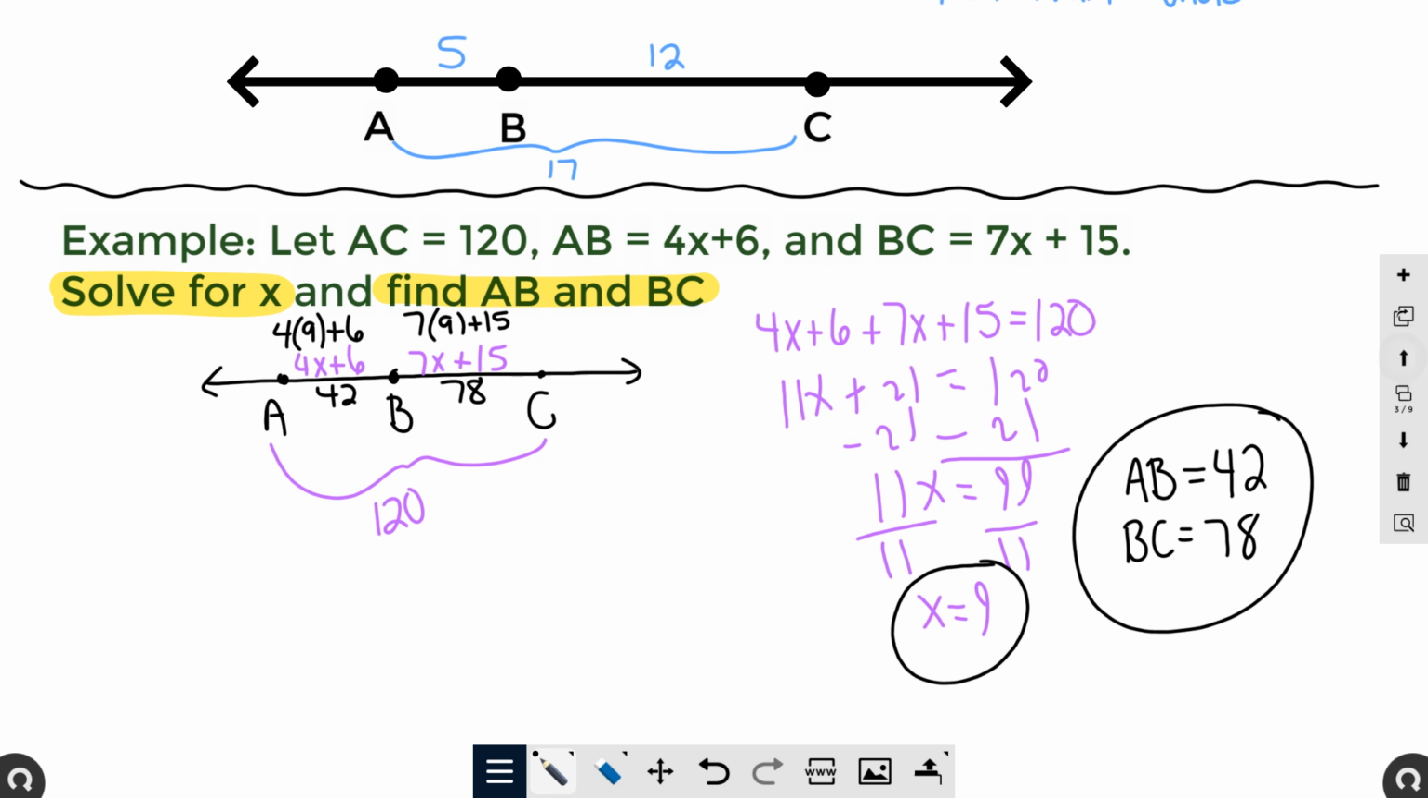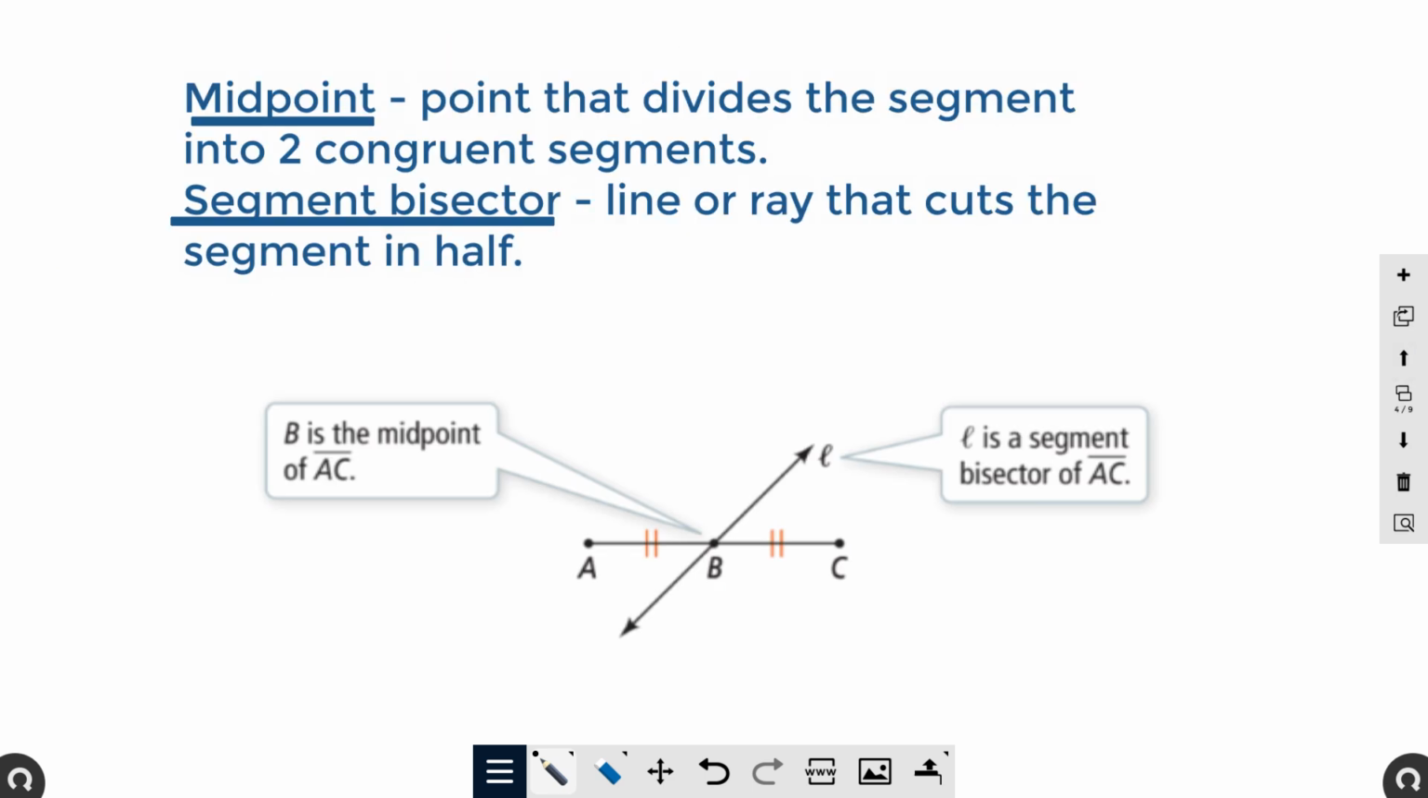Okay, let's talk about one more thing with segments, and then we're going to talk about some angles next. These two things will go on your index card. Like how they're underlined. I'm trying to go with a theme here. If I underline it. And you can put them on the same one because they're pretty much the similar definitions. So midpoint and segment bisector can go on the front. And then on the back, put everything else.